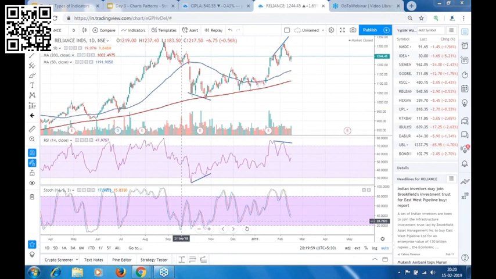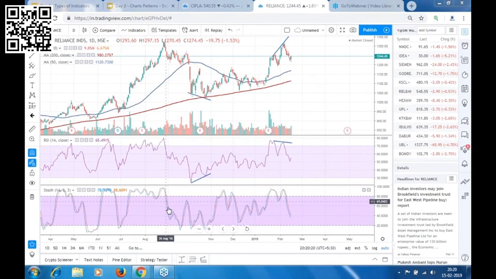So above 80 is considered to be an overbought zone, but the stock can remain in an overbought zone for a long time if the trend is very strong. Similarly, if the trend is weak, then the stock can remain below the 20 level for a long time. So we will enter when it is crossing the 20 level.